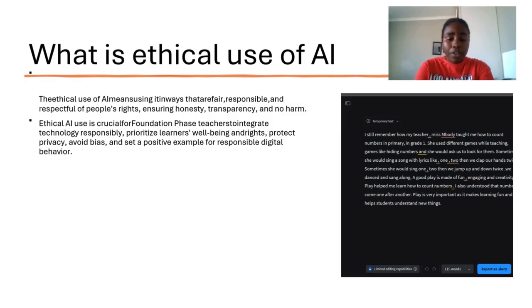Lastly, it is very important for foundation phase teachers to use technology in a responsible way, because in future they will have to integrate technology in their lessons. They will have to prioritize the well-being and rights of learners. They will have to protect their privacy, avoid bias, and set a positive example for responsible digital behavior.